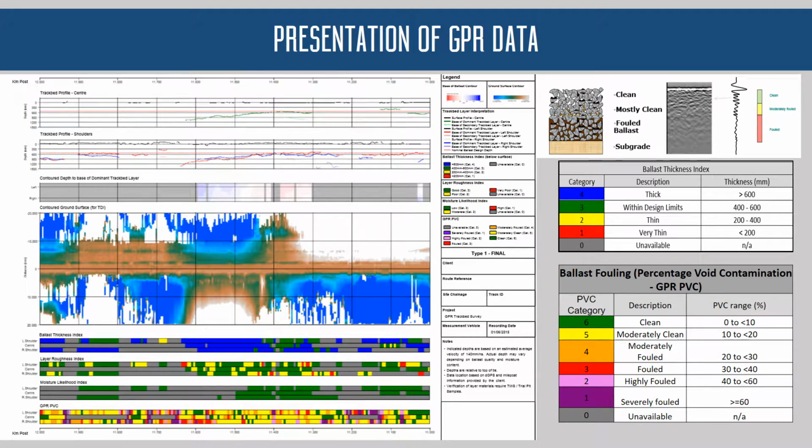The two metrics which were used for the investigation were the ballast thickness index and the GPR PVC. These legends detail what the various colours signify. The ballast thickness index was then used to approximate the ballast depth.